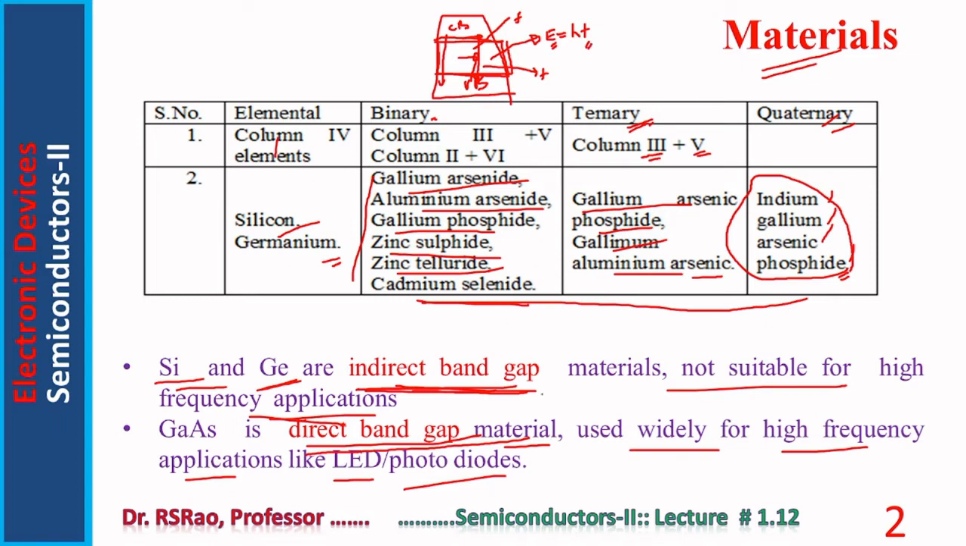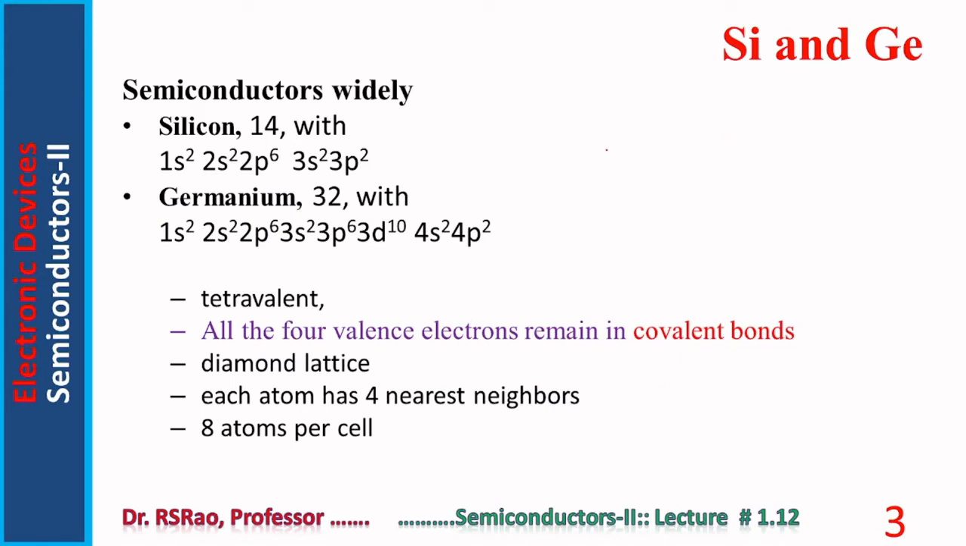We conclude the discussion by mentioning that in direct band gap materials, recombination leads to higher energy, higher frequency radiation. In indirect band gap materials, recombination emits lower energy, lower frequency radiation. Some more properties regarding silicon and germanium. As already mentioned, widely used semiconductors are silicon and germanium.